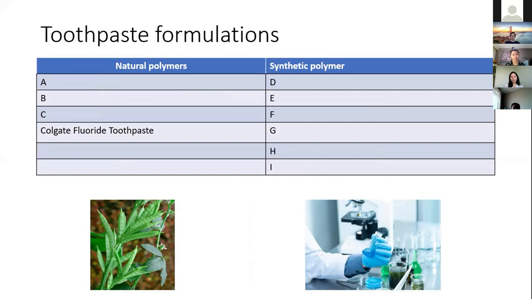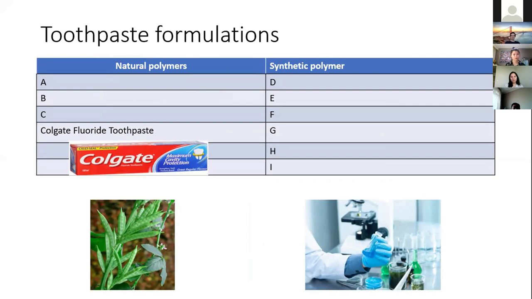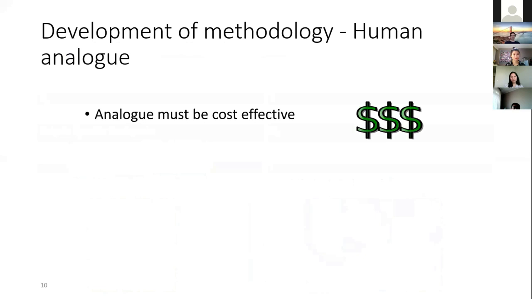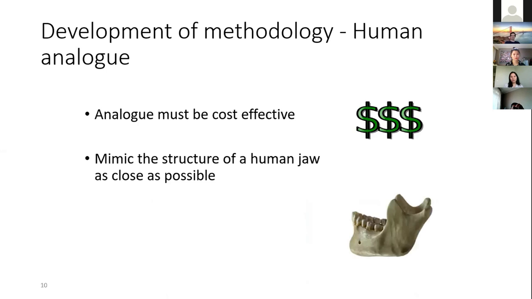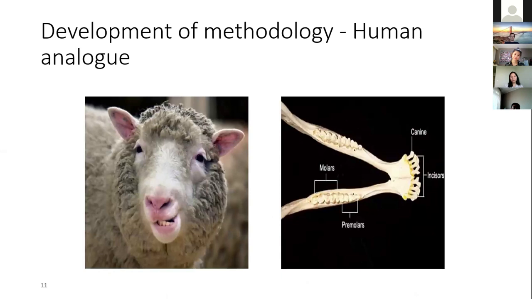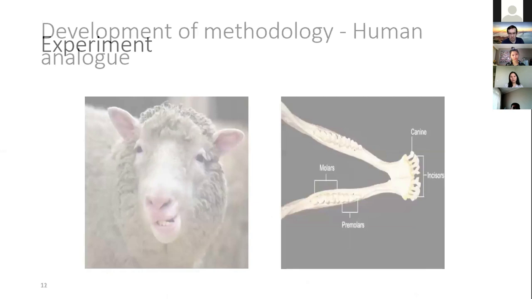Colgate was used as the commercial brand to test all these toothpastes against, to see whether they're actually more retentive or not. To develop the in vitro model initially, we had to have a human analog which was as close to human teeth as possible. The analog had to be cost effective, had to mimic the human jaw as closely as possible, and had to contain relevant mucosal surfaces, so it couldn't be some sort of plastic model. So it was decided to use a sheep's jaw. As you can see in the image on the right-hand side, most of the teeth are there: the incisors, the canines, the molars, and premolars. If you were to shorten it ever so slightly, it would make something similar to a human jaw.